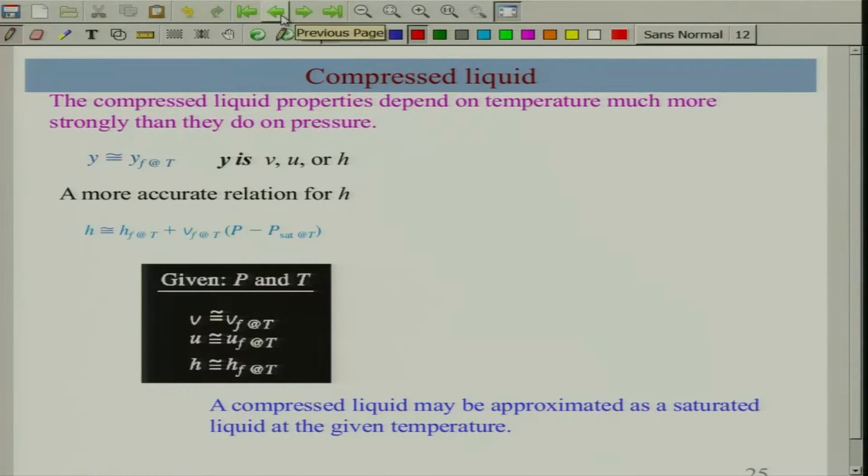Considering that we do a lot of approximation, one of the common approximations is that we try to approximate the property, let us say Y, which could be volume, internal energy or enthalpy, as the value of Y of the fluid at that particular temperature. A more accurate relation, particularly for enthalpy, is going to be H equals HF at T plus the volume of the fluid at T multiplied by the difference of the pressure with respect to the P sat value. But this is an approximation we commonly use.